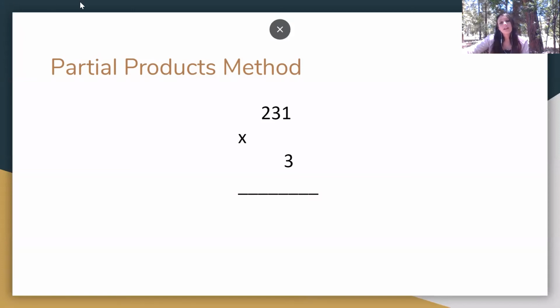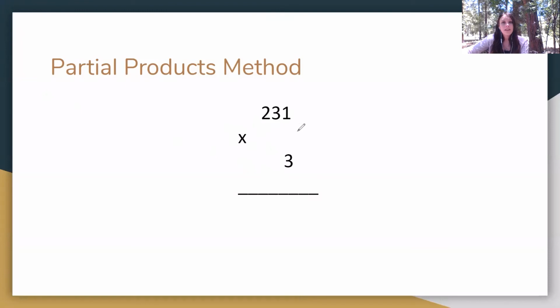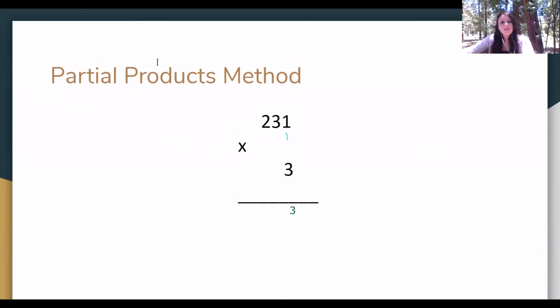So what we're going to do is just use partial products to solve this question here: 231 times 3. So here's our first step. What's 1 times 3? 1 times 3 is 3. And you guys can do this with me. Next step, what is 3 times 3?